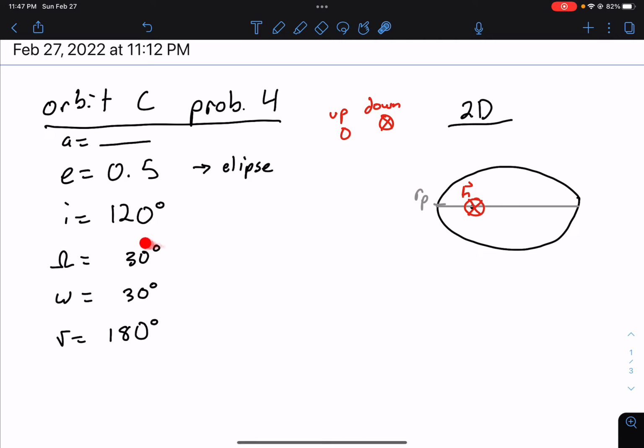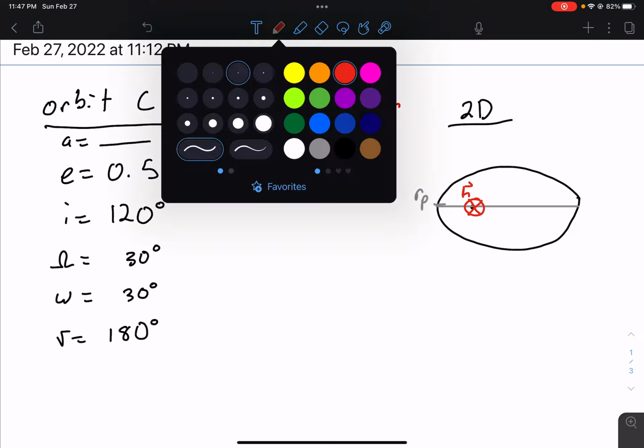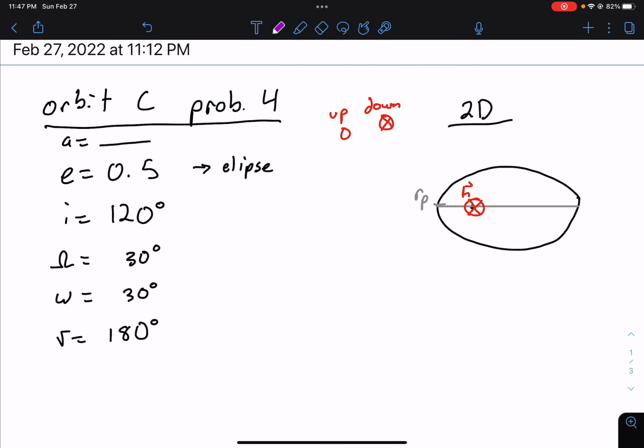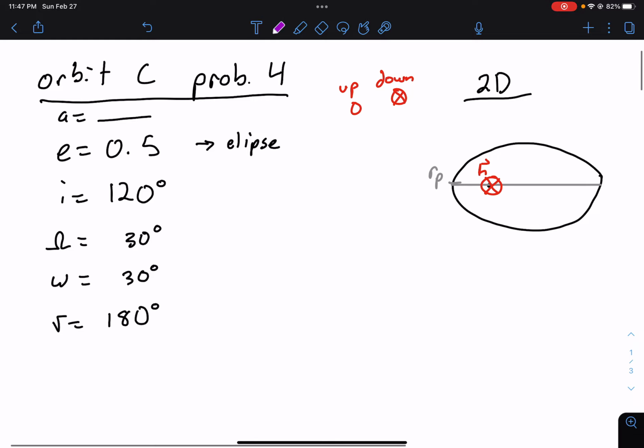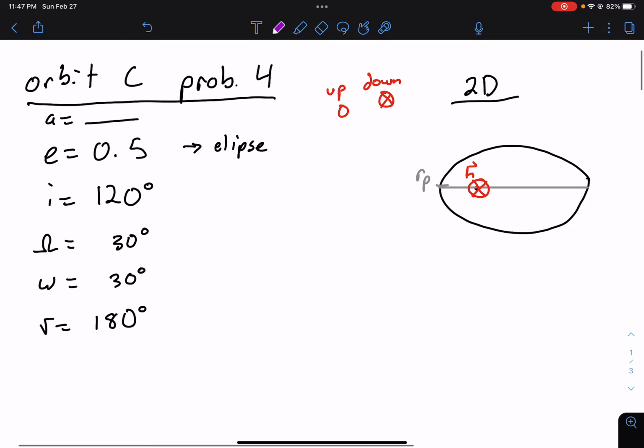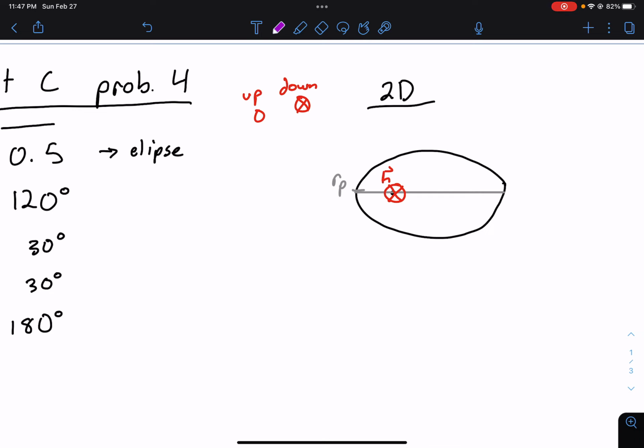So let's move on. Do we need cap omega at all when doing 2D sketches? The answer is no. We're going to move on. Let's look at our small omega. Our small omega is where we are defining our ascending node to periapsis. The best way to look at that actually is, we have our periapsis here.